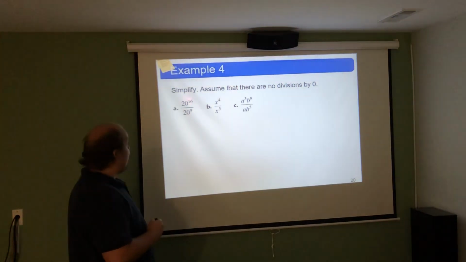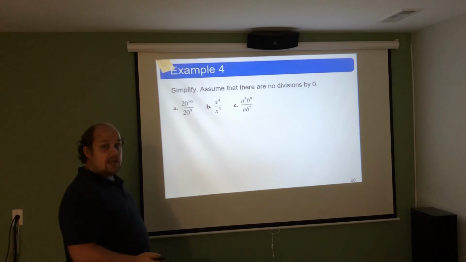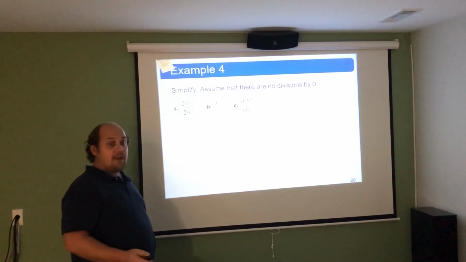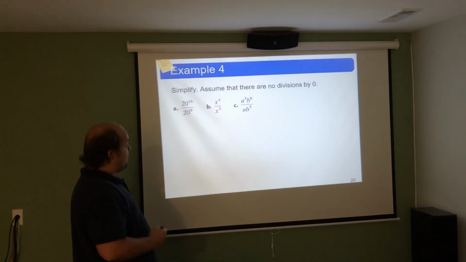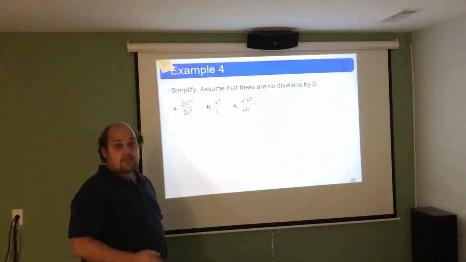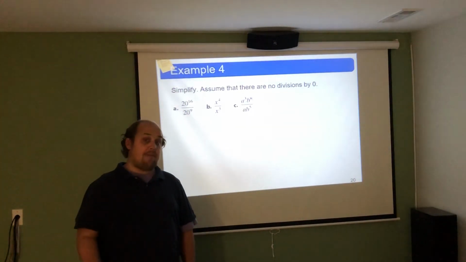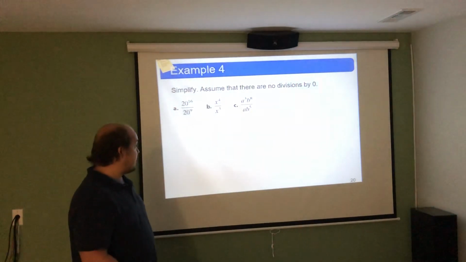So here we have 20 to the 16th over 20 to the 9th. We keep the same base 20 and do the power on top minus the power on bottom. 16 minus 9 would leave me with 7. In part B, I have x to the 4th over x to the 3rd. That's going to become x to the 4 minus 3, power on top minus power on bottom, leaving me with x to the 1st, or just x.